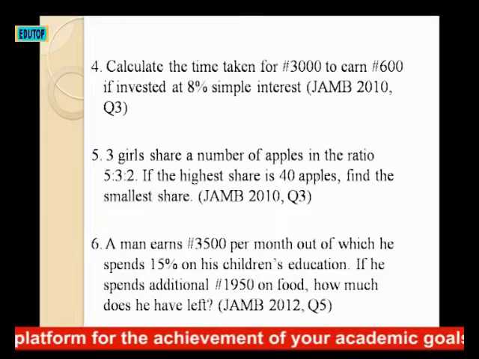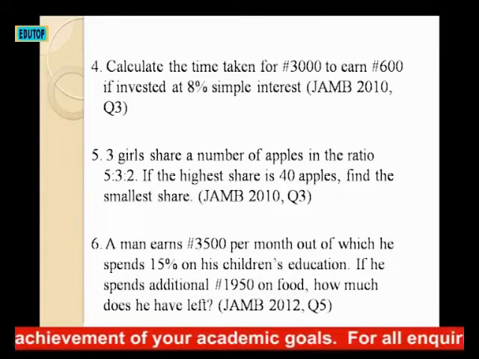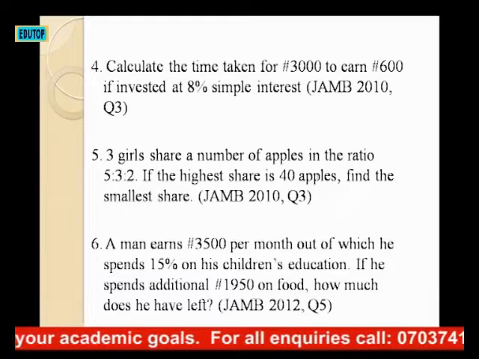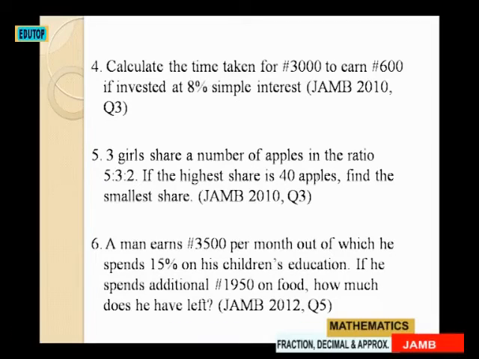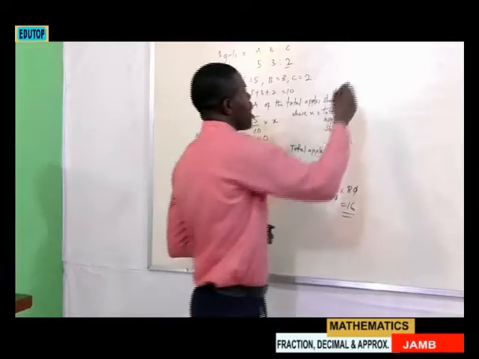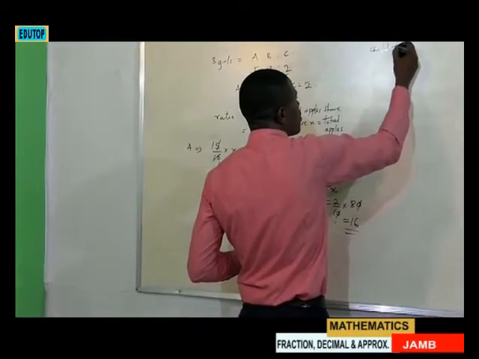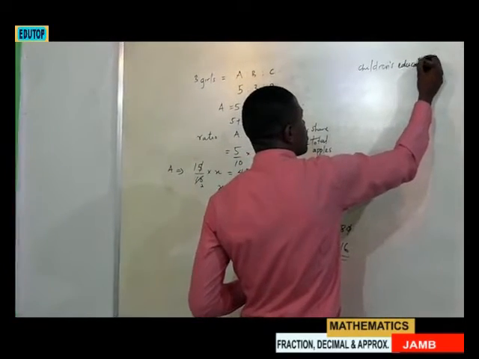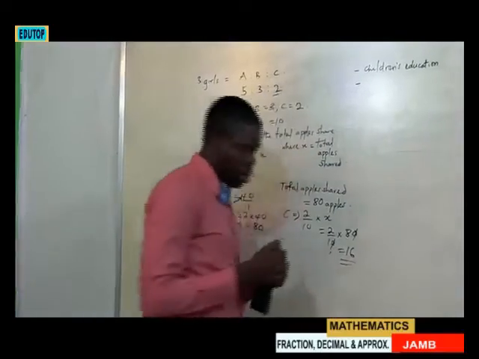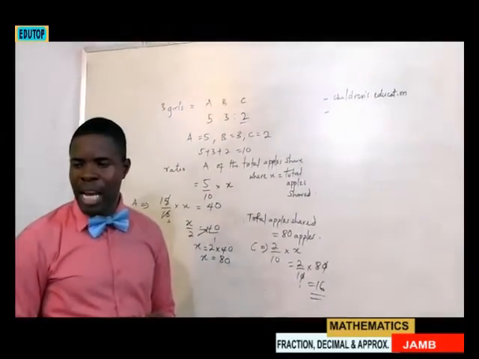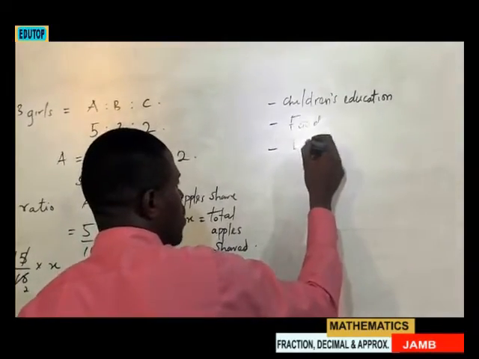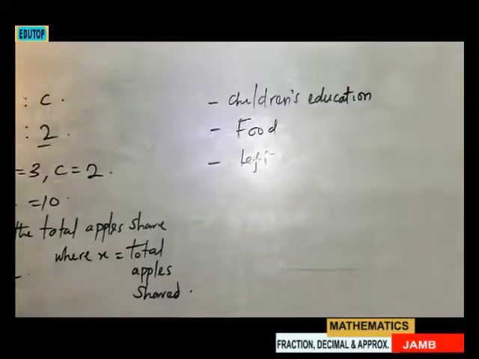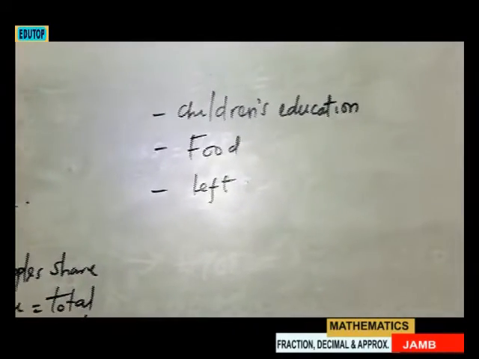Then the next question says that a man had 3,500 per month, out of which he spends 15% on his children's education. If he spends an additional 1,950 on food, how much does he have left? If you are to talk about the parameters here, we have children's education as the first thing, then we have food, then we have the leftover. These are the three expenditures that we have.